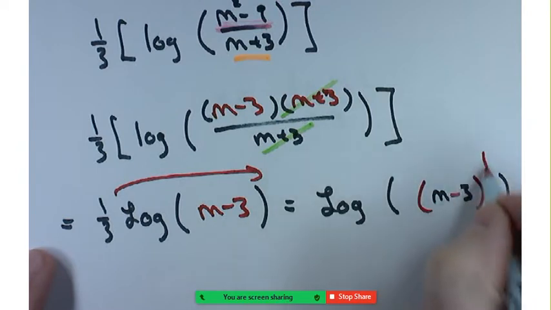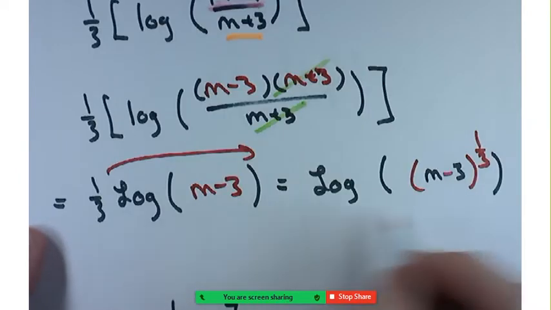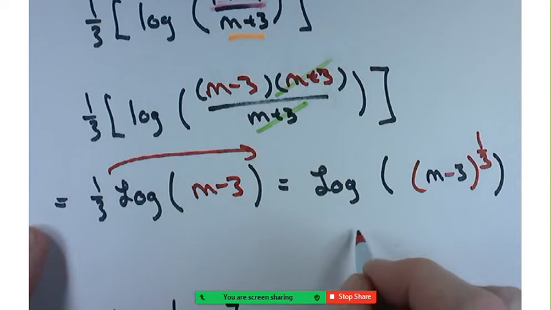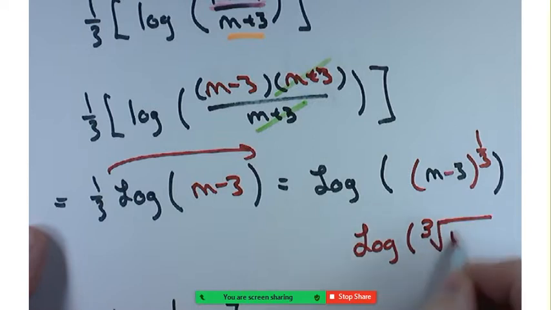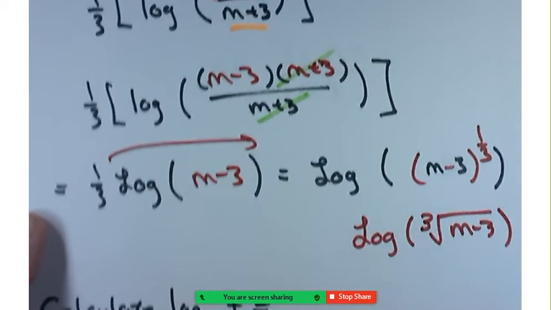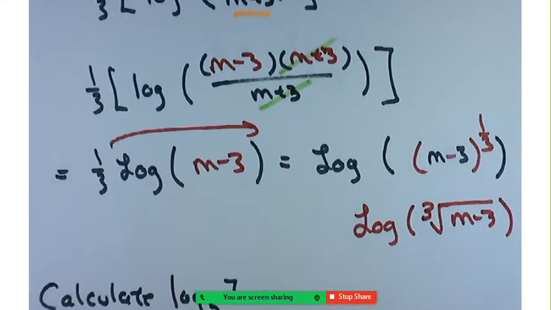So like that. Or better yet, and again, this is probably a bonus point, log of the cube root of m minus 3. That's probably the way you see the answer written in a book or in WebAssign. I'd be happy if you got to here.